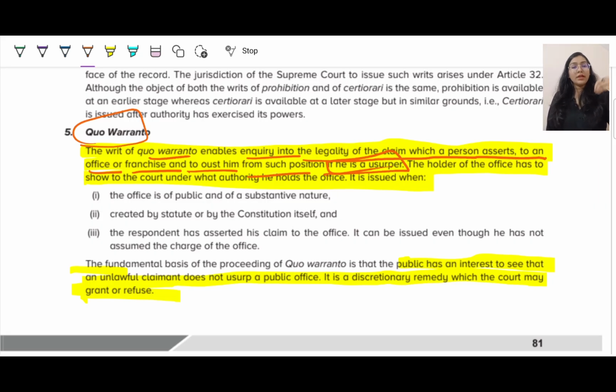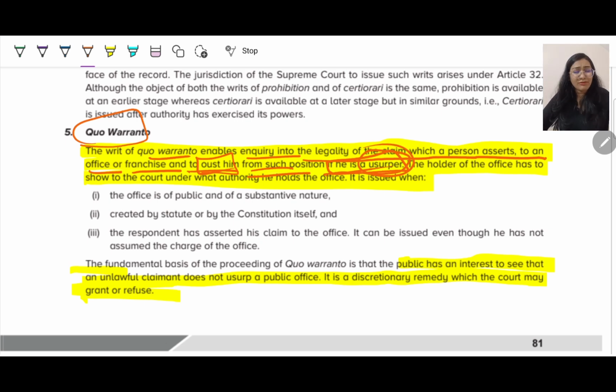Fine. So under quo warranto, you will go ahead and ask that there is a public authority, there is a person who is sitting in a public position. Fine. Now I want to know if he is even qualified to be in this position, because when I went to him, he doesn't seem to understand the concern I am putting to him. Right. In that case, you are going to oust him. Oust him means remove him from such position if he is a usurper. Usurper means he is not a qualified person for that particular position, right?